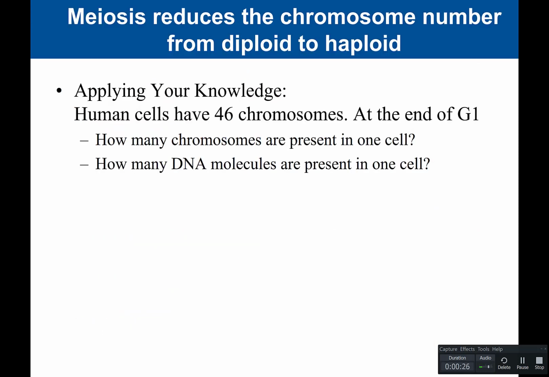So, applying your knowledge: human cells have 46 chromosomes. At the end of G1, how many chromosomes are present in one cell and how many DNA molecules are present in one cell? We're going to go through and fill in that table just like we did for mitosis.